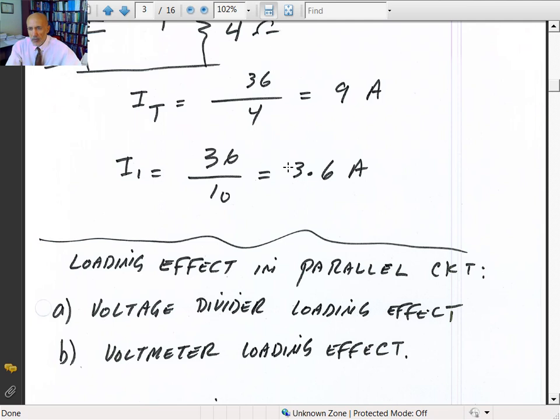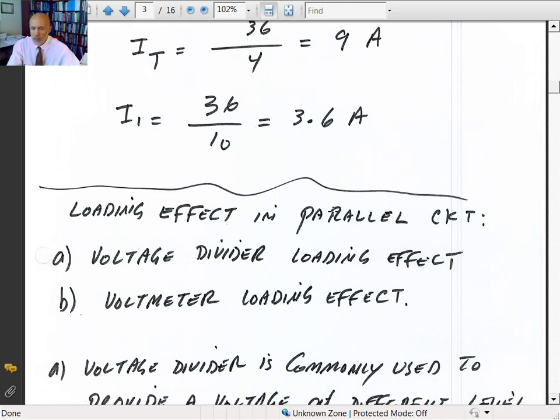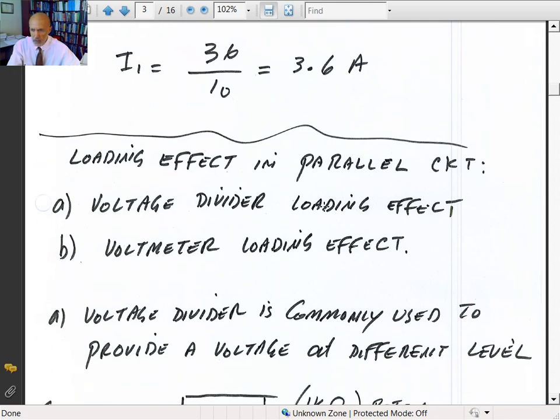But every time you put an instrument to measure the voltage or current into the circuit, you will create a loading effect, just like you did with series circuits. When you measure the current, you introduce some kind of loading effect due to the ammeter, because it's inserted in series with the circuit. So let's look at a voltage divider. It's commonly used to provide a voltage at different levels, of course.